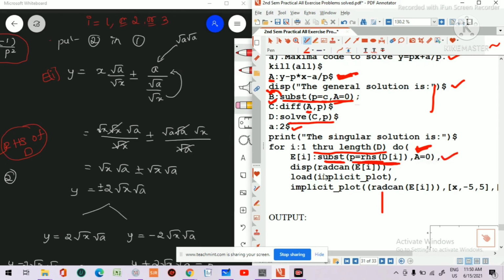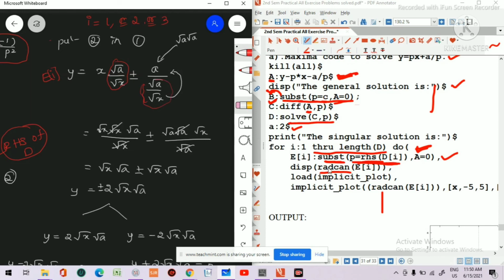Yes, sir. Next we are saying radcan. So this is an inbuilt command to solve the radicals. Radcan is a command to solve what? Radicals. Here we have radicals, no? All these are radicals only. Square root of a, square root of x.